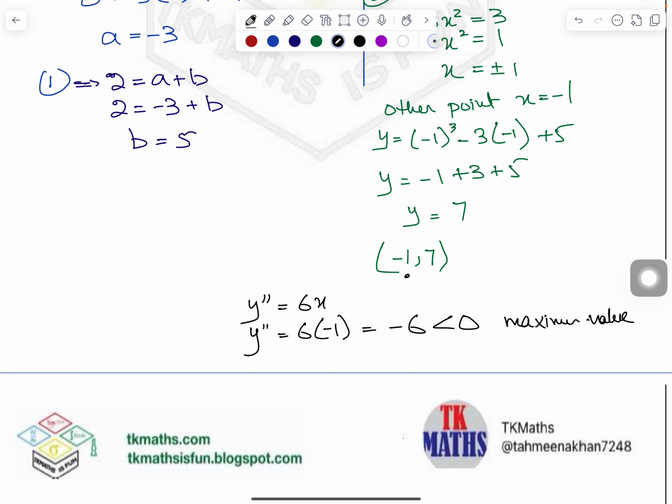So this is how you handle differentiation with stationary points, maximum or minimum.